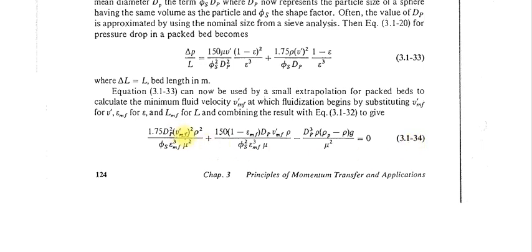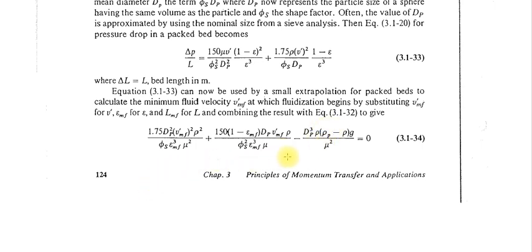Okay, here Vmf is the minimum fluidization velocity, the superficial velocity, rho is the density of fluid, phi s is the sphericity factor or the shape factor, epsilon mf is the void fraction or the porosity of the bed, mu is the viscosity of fluid. Okay, dp is the equivalent diameter of the particles, rho is the density of fluid, and then rho p is the density of particle.